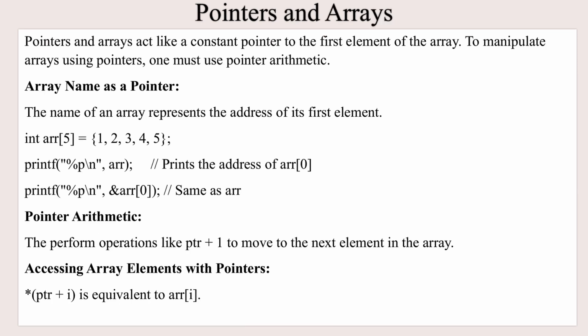Pointers and arrays. Pointers and arrays act like a constant pointer to the first element of the array. To manipulate an array using pointers, one must use pointer arithmetic. Array name as a pointer: the name of an array represents the address of its first element. Next, pointer arithmetic. We perform operations like ptr + 1 to move to the next element in the array. Accessing array elements with pointers: *(ptr + i) is equivalent to array[i].